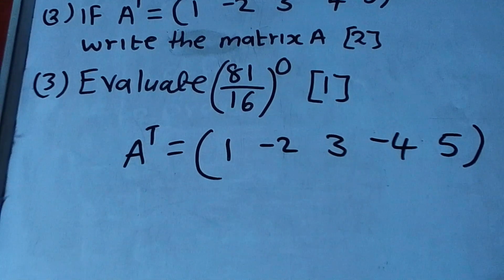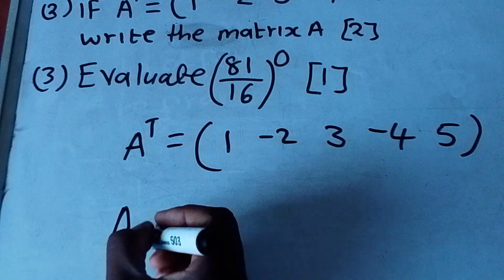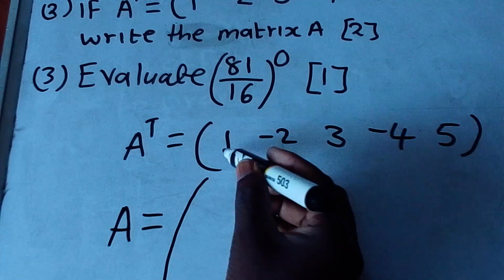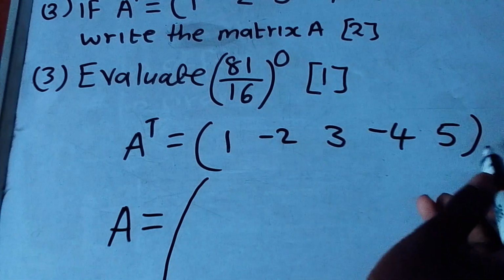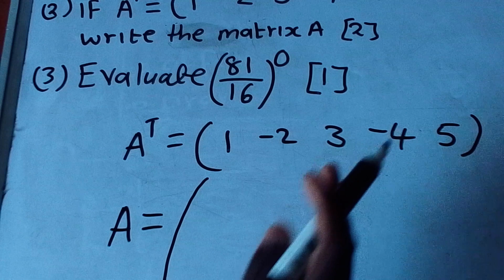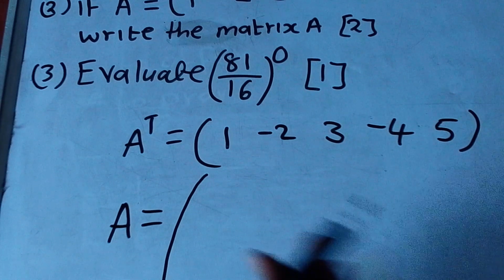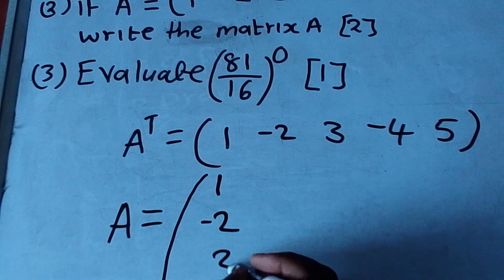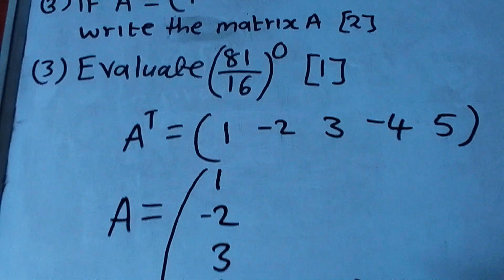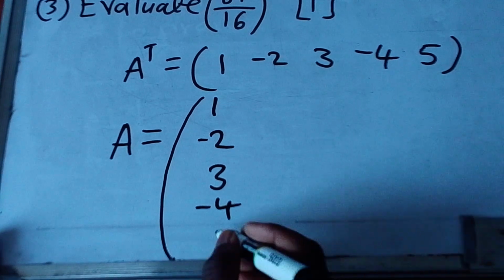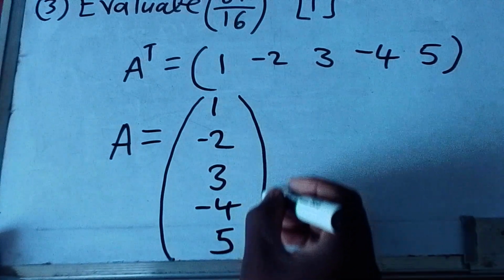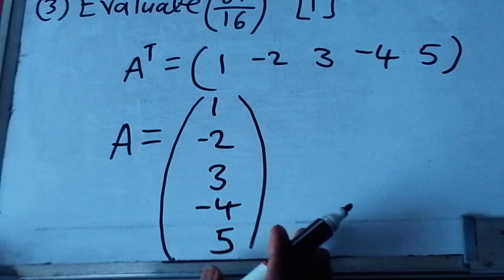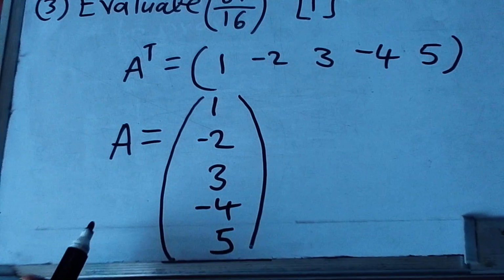So you just have to say A, which is the matrix, then you make it like this. These numbers which were in this form as a transpose, you bring back the way they were before they transposed, which is 1, -2, 3, -4, as you can see, 5. So this is the answer they wanted. This was the matrix before they transposed.